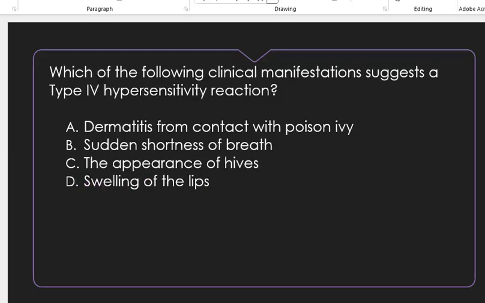Which of the following clinical manifestations suggest a type 4 hypersensitivity reaction? Dermatitis from contact with poison ivy. We know that the type 4 is a delayed reaction.